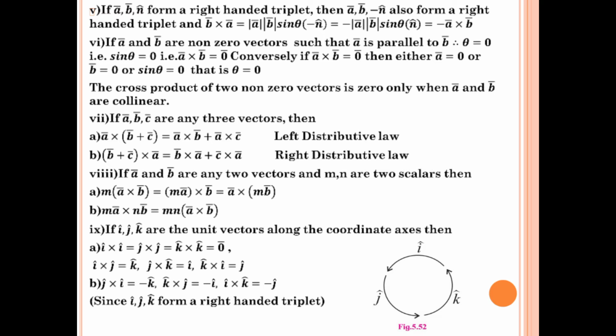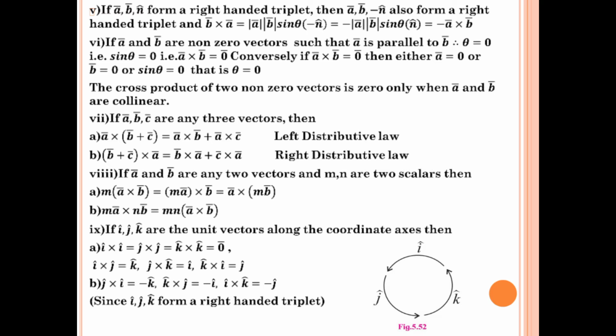8. If a vector and b vector are any two vectors and m, n are two scalars, then m in bracket a vector cross b vector is equal to m into a vector cross b vector, which is equal to a vector cross m into b vector. Then m into a vector cross n into b vector is equal to mn a vector cross b vector.